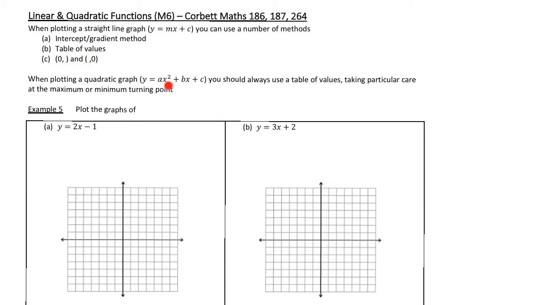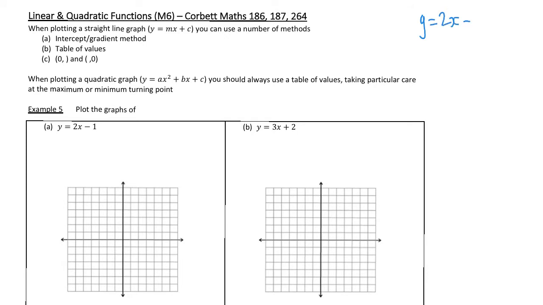If we're plotting a quadratic graph, so anything with an x squared in it, we need to use the table of values. And we need to be careful about the maximum or the minimum point to make sure that it's a smooth curve. So in example A, what we have is the line y equals 2x minus 1.